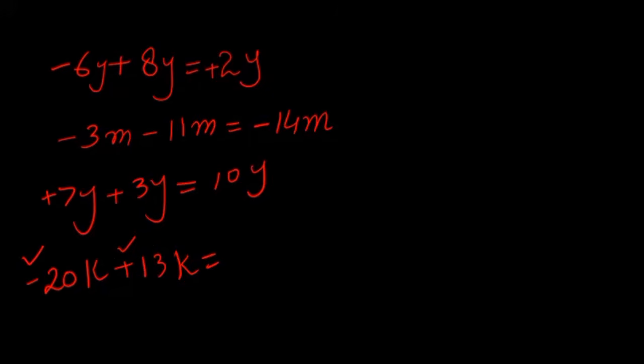So what you have to do in your mind, as the mathematical process, is first look at the signs. Are the signs the same or different? If they are the same, we will add. If they are different, we will subtract, and always keep the sign of the larger value, which here means minus. 20 minus 13, 7k is your answer.